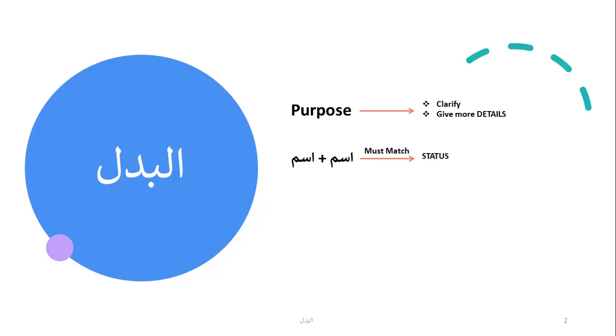Okay, so it must match in status. Usually in most kinds of badal, you will see that they match in status, which is rafa, nasab, jar, and can be swapped for one another. We'll see that later. This plus actually is an invisible "that is to say" or "by which I mean" between the two isms. Just in order to simplify, I'm saying it will be invisible. It's not really in the Arabic, but it gives the meaning.